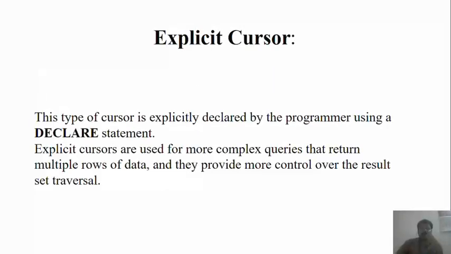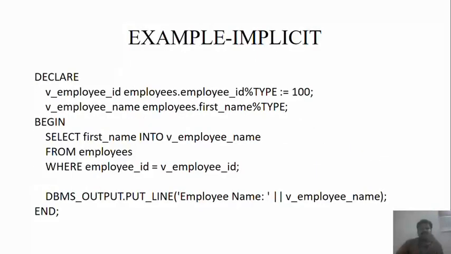Then we go for explicit. This type of cursor is explicitly declared by the programmer using a declare statement. So when we go for explicit, it will be declared by a declare statement. Explicit cursors are used for more complex queries that return multiple rows of data and can provide more control over the result set traversal. So this is an example for implicit.